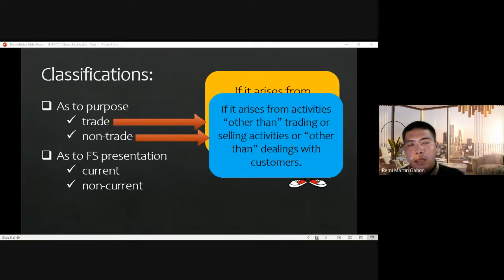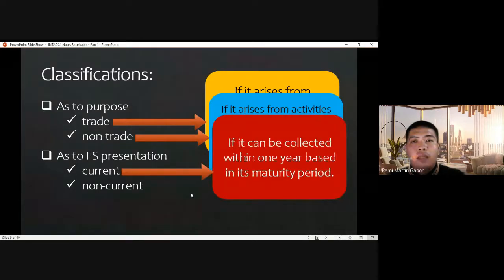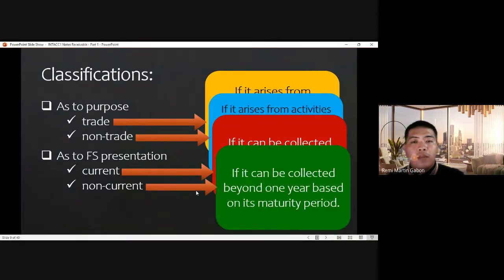Unless yung purpose ng notes receivable from customer is a lending activity. Okay, a lending activity. The next we have as to FS presentation. For FS presentation, we have it current if based on its maturity, it could be collected or realized within 1 year, and non-current if it could be realized or collected beyond or more than 1 year based on the maturity. Yan.